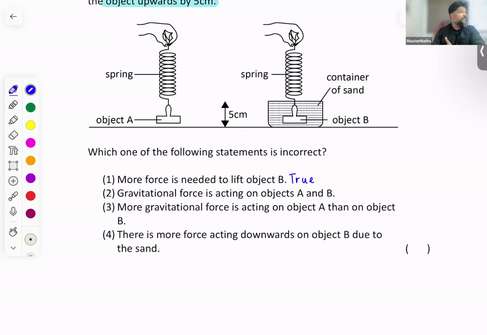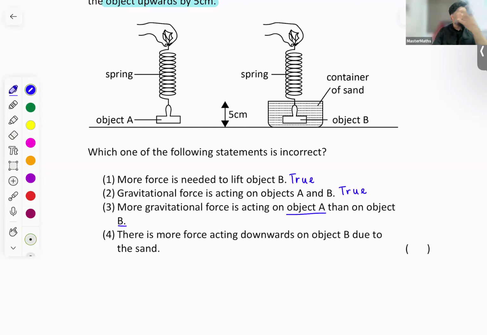No. Simple answer. Where is it? It's on Earth, right? So every time it's on Earth, gravitational force is acting on Earth, right? This is true. More gravitational force is acting on object A than B. Is that true? Sarah, is that true? Yes. Why, Sarah? Why is there more gravitational force acting on A?